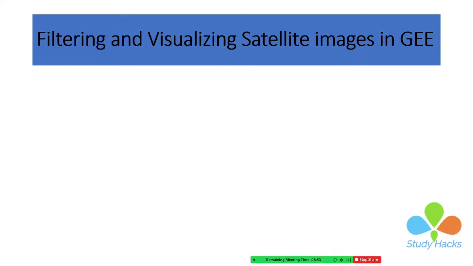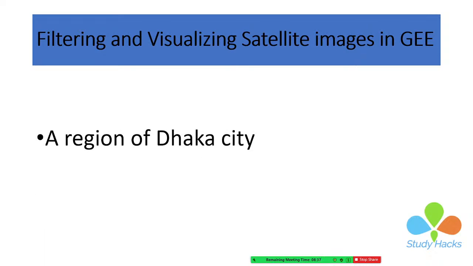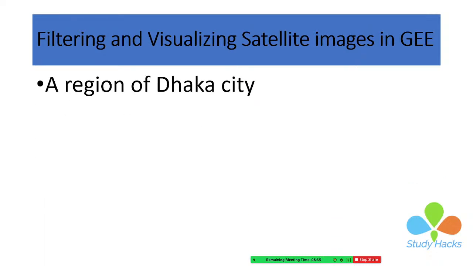Sentinel imagery for a specific area. Suppose which area you just send me in my email, I want to get the Sentinel imagery only for this area. Okay, so the first filtering factor is a specific region. Okay, suppose I select my specific region, Dhaka city. Okay, the first factor is that you select your region.